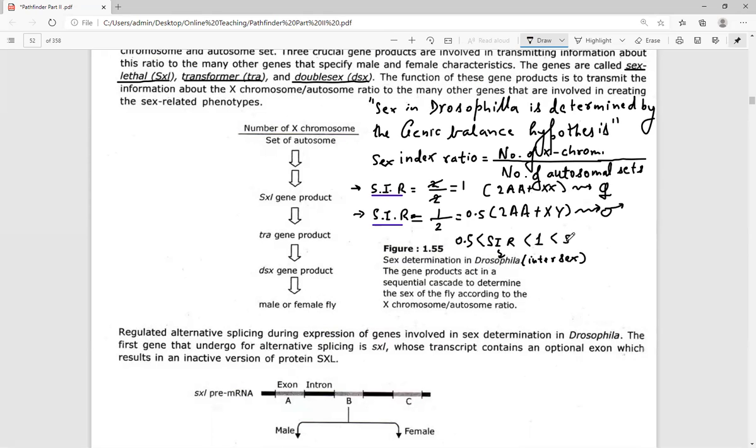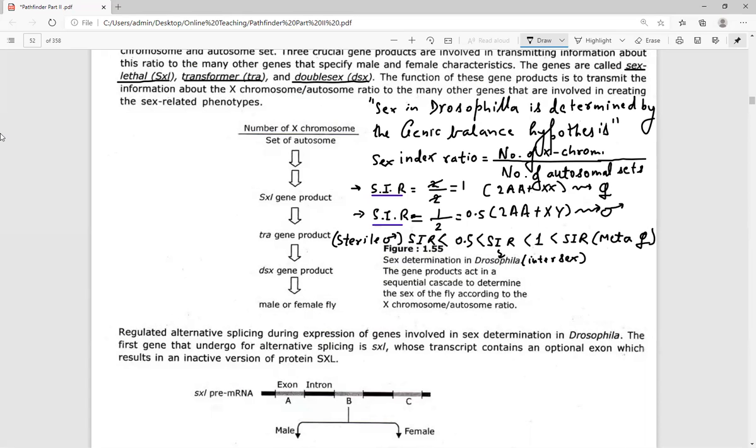Okay. Greater than 1. When the sex index ratio is greater than 1, then the Drosophila will be referred to as meta female. Meta female, or the super Drosophila. Okay. Next, when the sex index ratio is less than 0.5, then it would be referred to as sterile male. Okay.